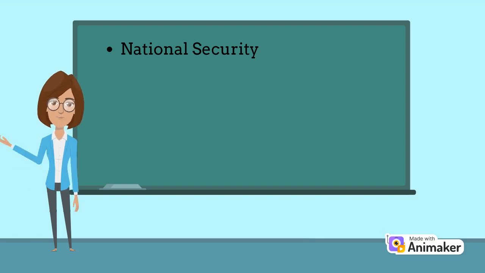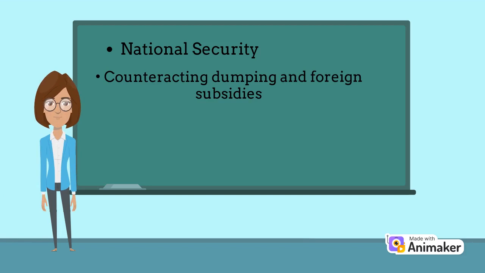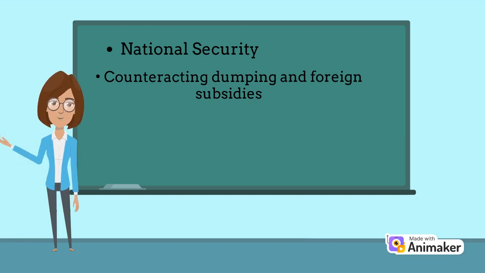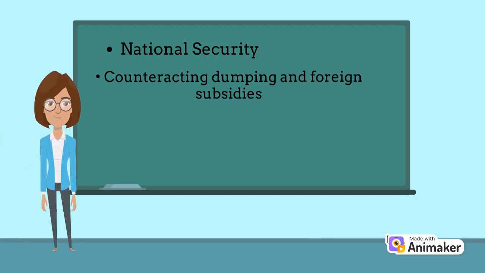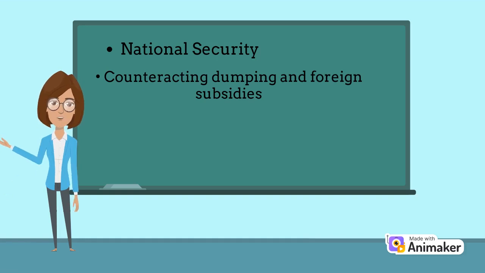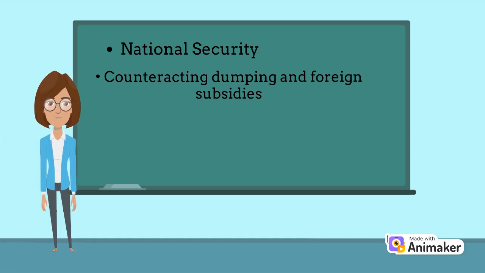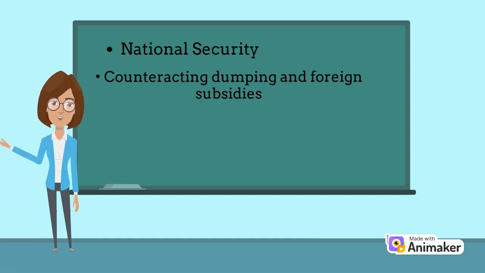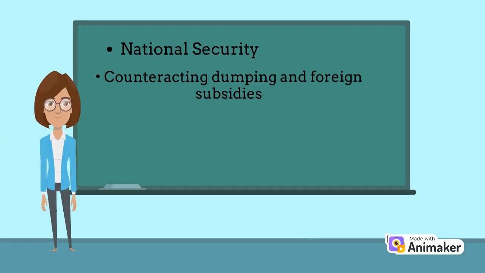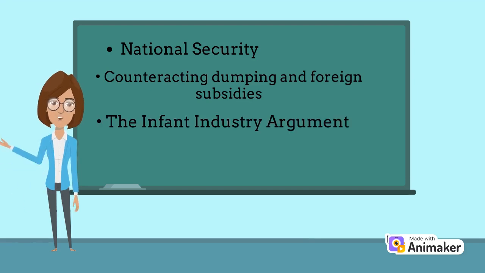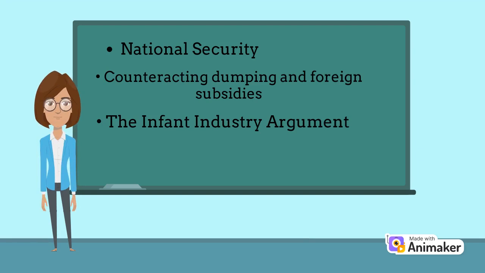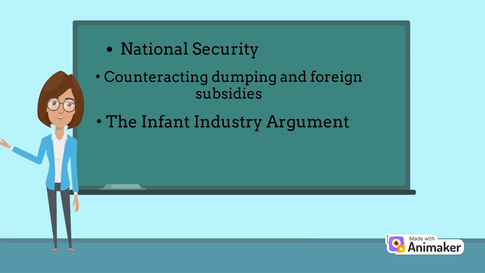Counteracting dumping and foreign subsidies. When a country dumps its products in a foreign country, it sells them at below cost. Dumping is done to eliminate competition in a foreign country and to establish a monopoly position. The infant industry argument. Some countries are newly developing and have industries that are just beginning to grow.